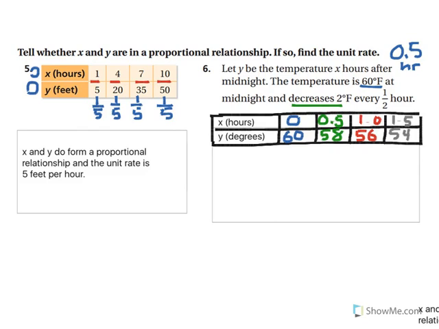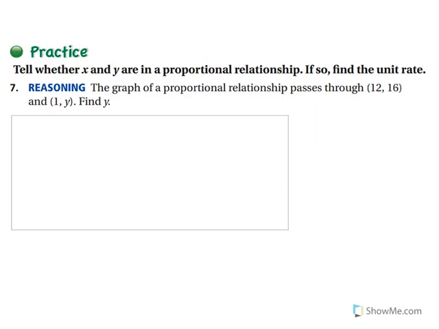As you can see, when x is 0, at 0 hours that have passed, y is at 60. They have to both be at 0 for this to be considered a proportional relationship. And so, our answer for this one, x and y are not in a proportional relationship. Hopefully this made sense to you. If it didn't, hopefully now that you've heard the explanation, it makes some sense to you. So let's go ahead and move on to our next problem here.